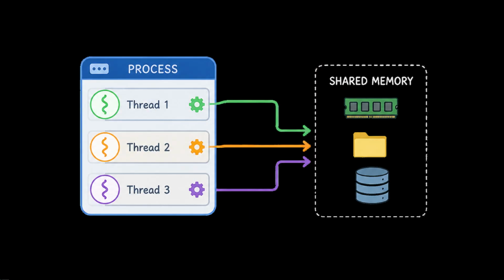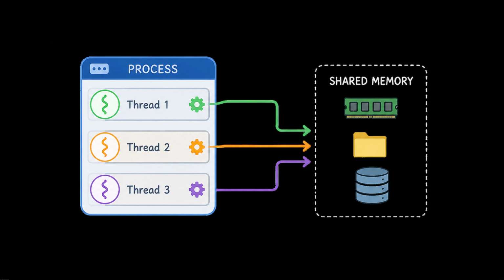Now, here's something important. A process is not the smallest unit of execution. Inside a process, we have threads. A thread is basically a single path of execution. One process can have multiple threads running at the same time. For example, in a browser, one thread loads the web page, one handles user input, one plays the video, and one handles network requests. Everything feels smooth because multiple threads are working together.